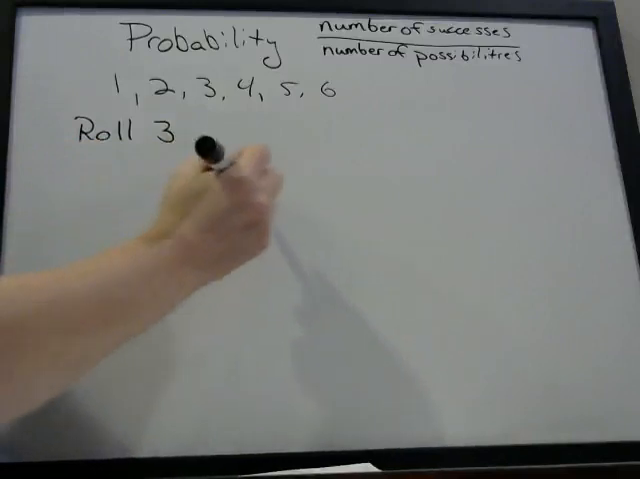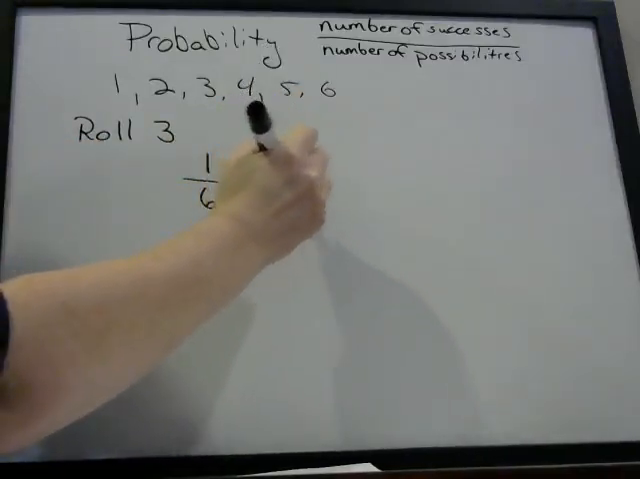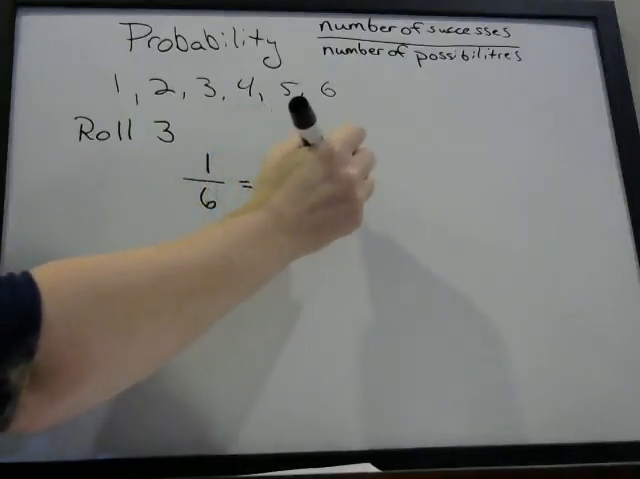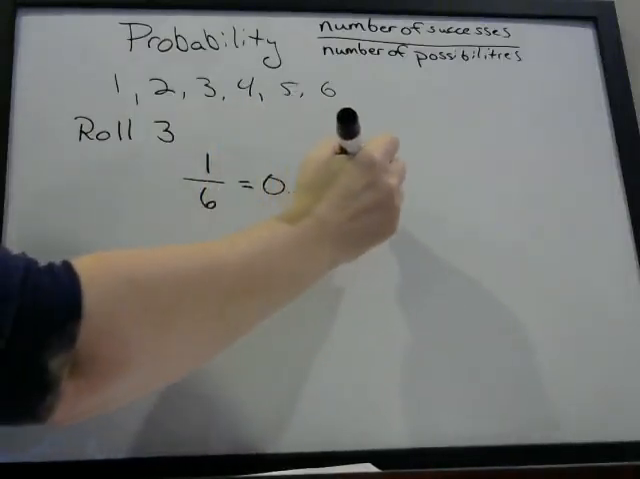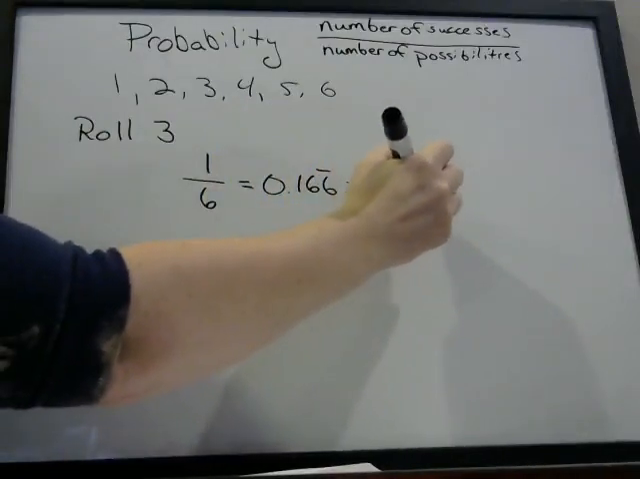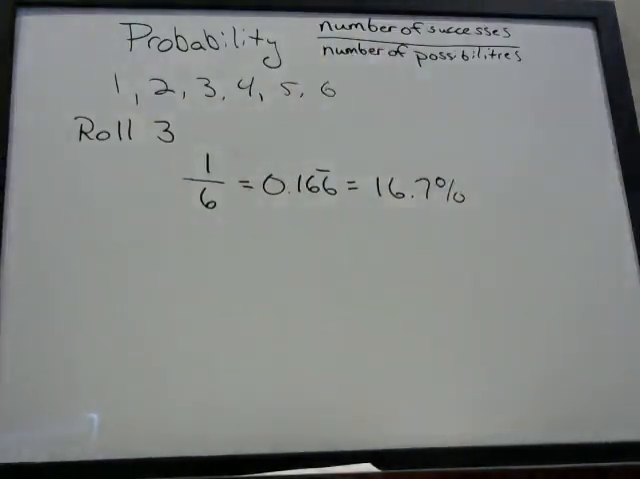Now they may leave it in fractional form, or they may convert it to a decimal and then to a percentage, which is 0.166 repeating, which we'll round up to 16.7%. So this would be the answer to that probability.